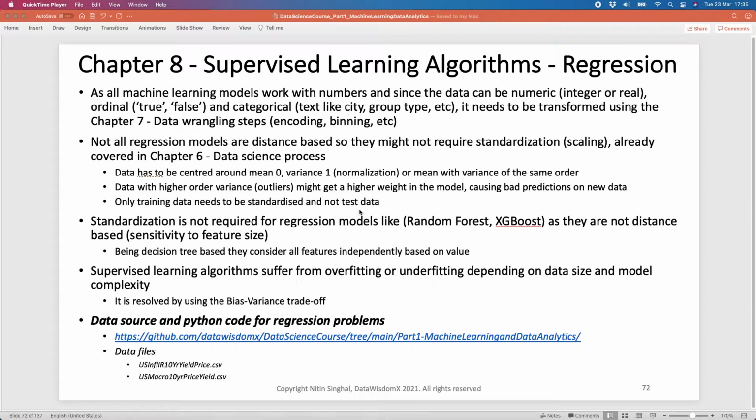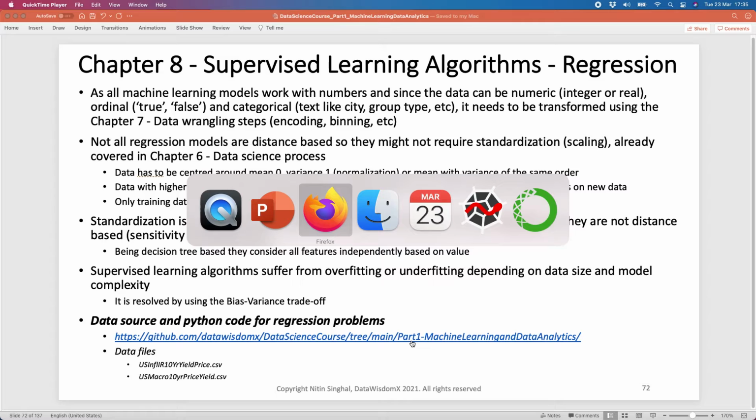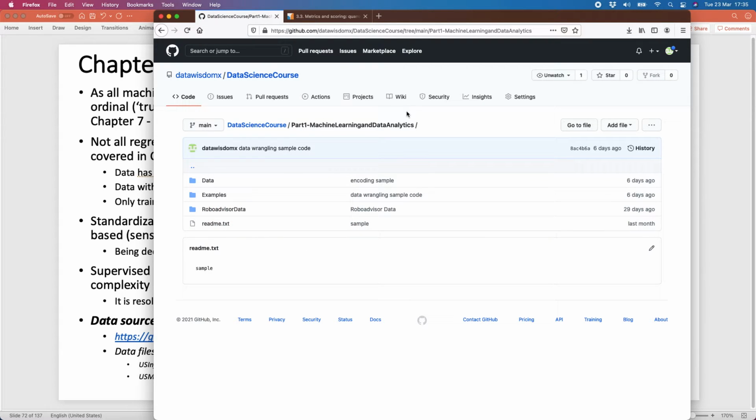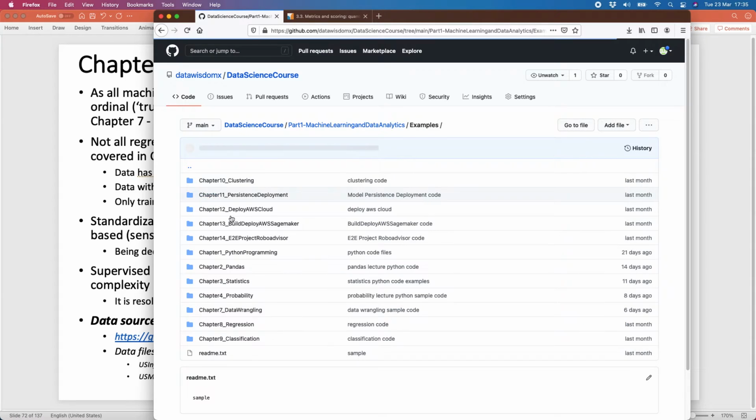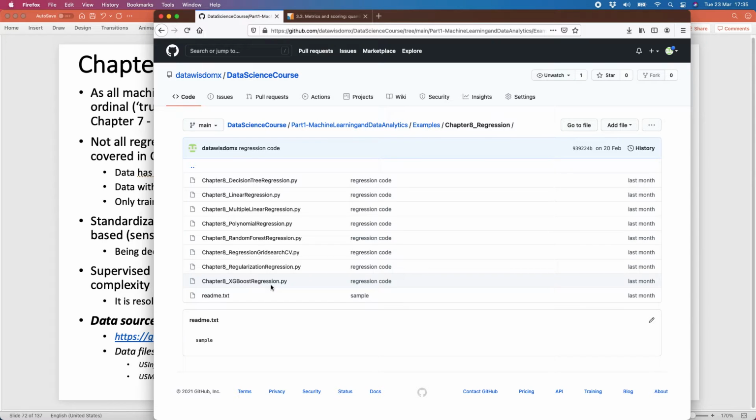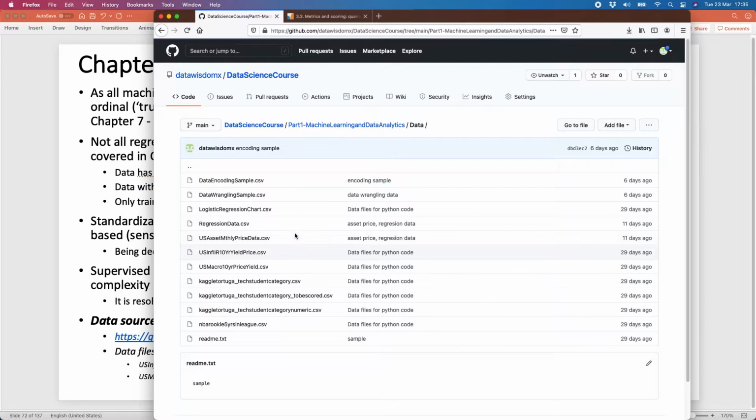Just to remind you again, where all the data and Python code examples are available for the regression algorithms and generally for the course, it's the same GitHub location. Let's just have a look at that again. So that's the GitHub location. If you go into the examples directory and look at the regression chapter, you will see all the sample Python code there. And we'll of course discuss these for each of the individual models when we show you how to build them. And the data is in the same data folder. You've got all the data for all the Python code examples for the entire lecture series here.